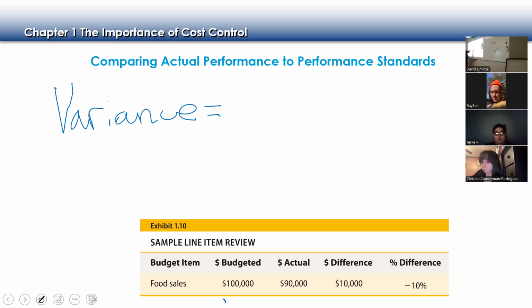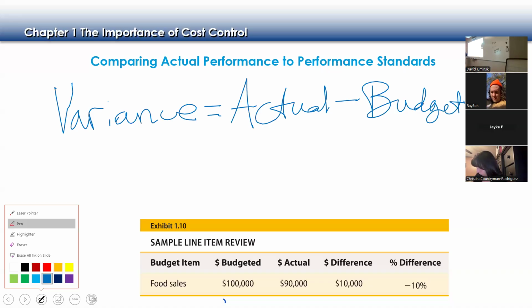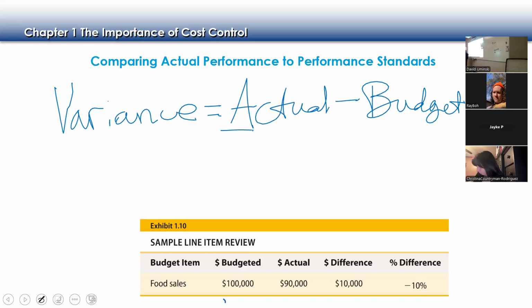Okay. And so we have to do actual minus the budget. The way I remember this is just alphabetical order. A minus B. We have to do actual minus budgeted. Because then that tells us if we were on target or if we were not on target. So let's take a look down here.